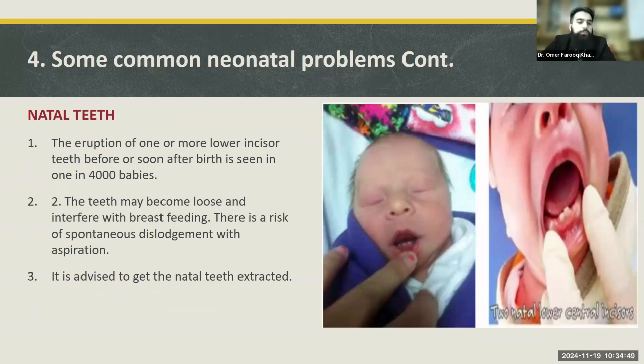Therefore, it is advised to get the natal teeth extracted by dentists who have experience in neonatal dentistry. These teeth can be dangerous for the baby, because they may erupt or get dislodged and cause the airway to get blocked. They may also interfere with the feeding of the baby, and they may also be a painful stimulus for the mother who is breastfeeding the baby. Therefore, it is advised to get the needle teeth extracted.